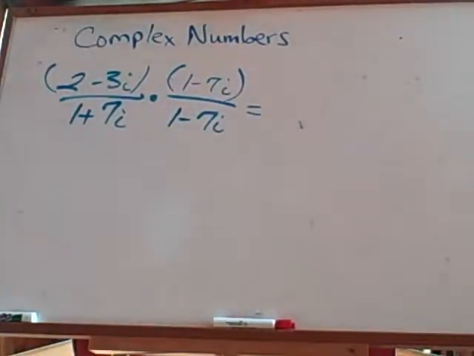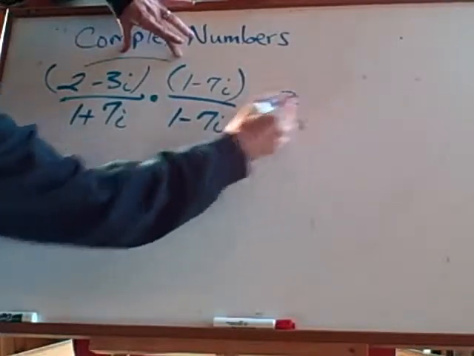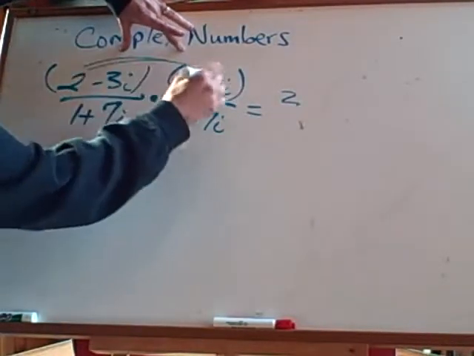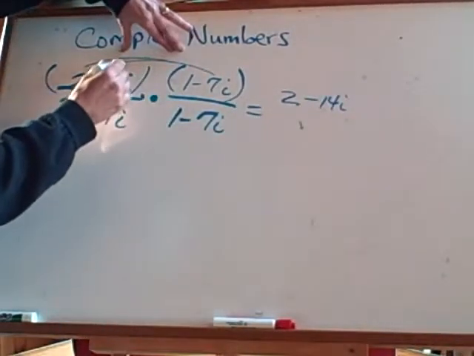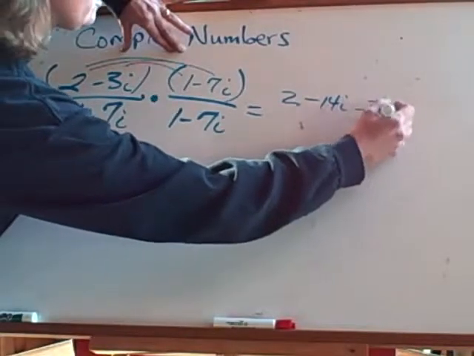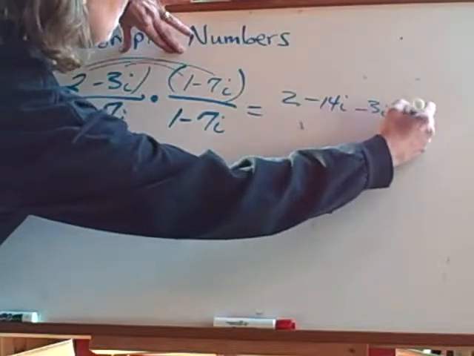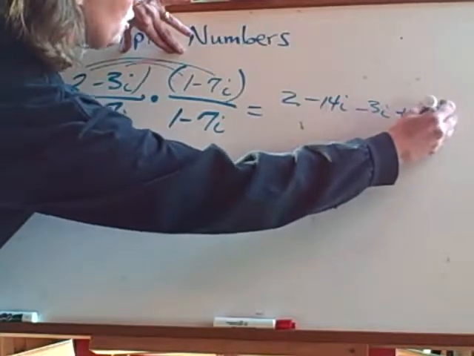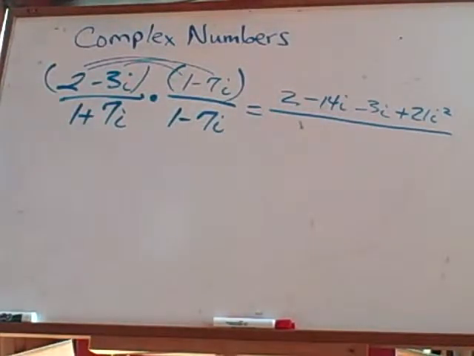You can use FOIL, you can use whatever. I'm just going to go kind of long ways here. What's 2 times 1? 2. What is 2 times negative 7i? It's negative 14i. What is negative 3i times 1? Negative 3i. And negative 3i times 7i is negative 21i squared, right? So that'd be minus 21.